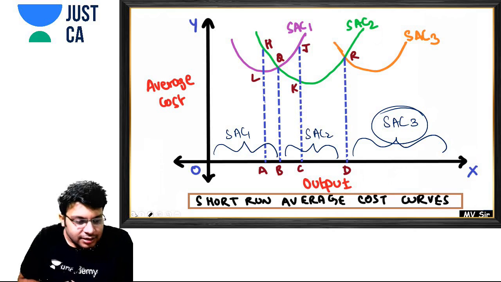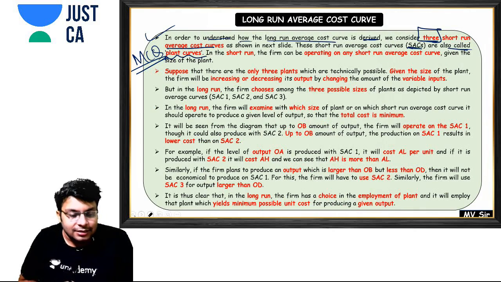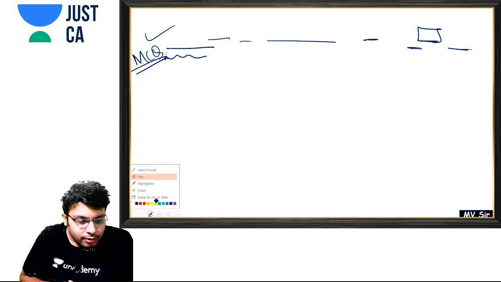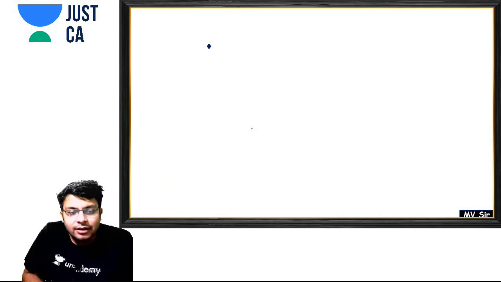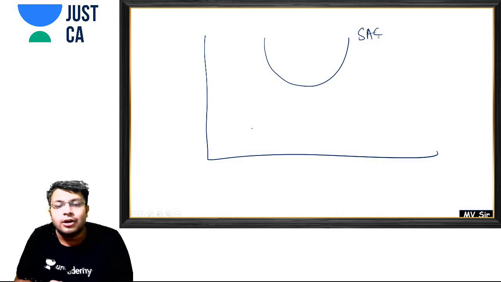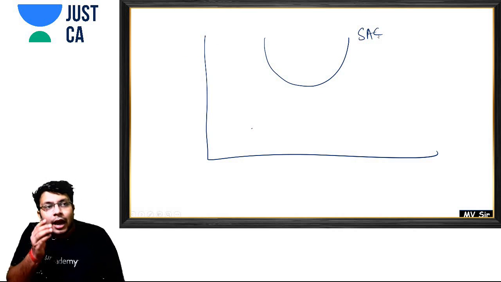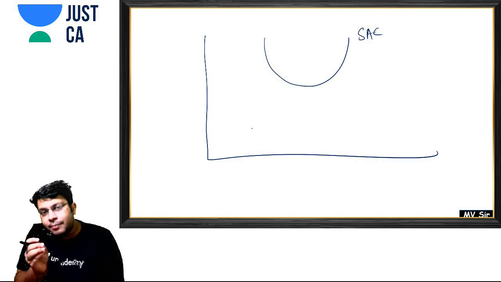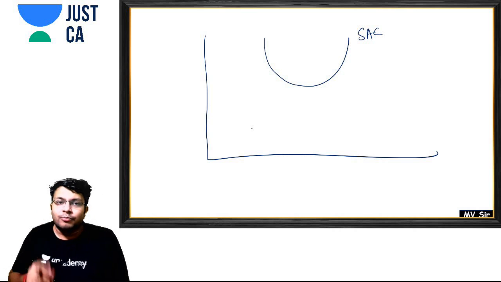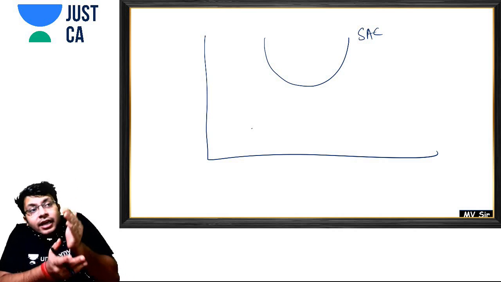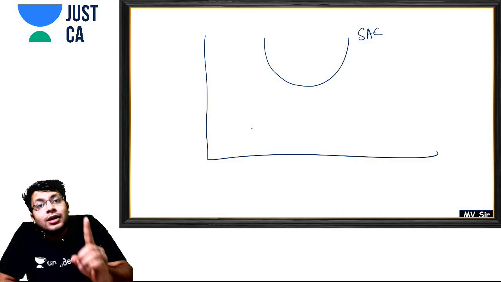Please understand that one plant size is always optimum for only one level of output. If this is my plant, this is my short-term average cost curve, it is also called a plant curve. This plant curve is optimal for only one level of output. So what do you mean by optimal? That one plant size gives you optimum production for only one level of output.